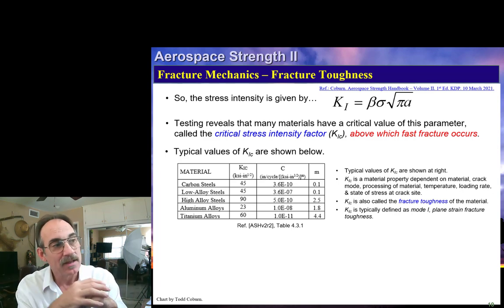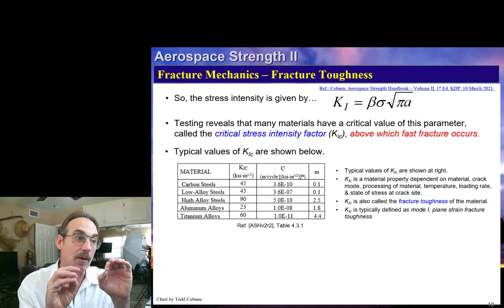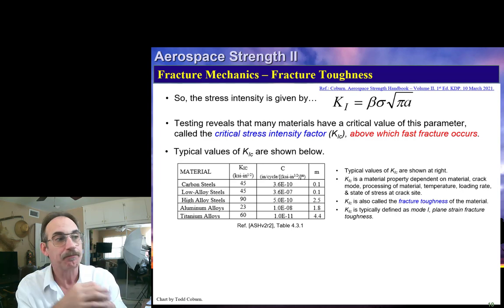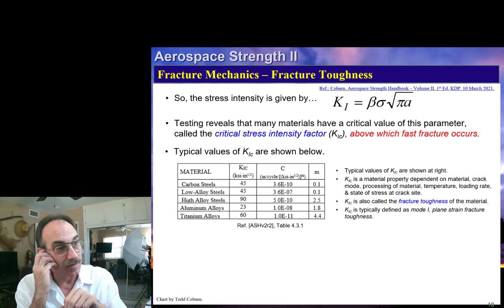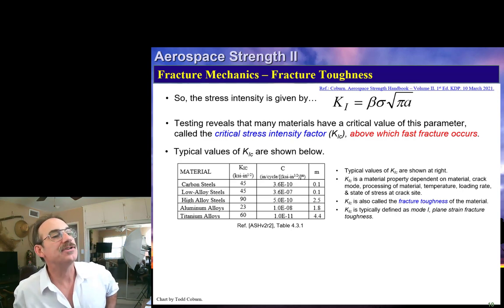Also, we're going to find that there's actually some better data for these parameters C and M. Now, we're not going to use the C and M yet. We're going to use it next lecture. But this table has all that information that we're going to use. Okay. So these are some typical values that we're going to use.